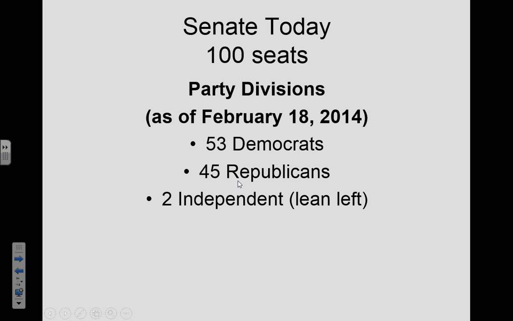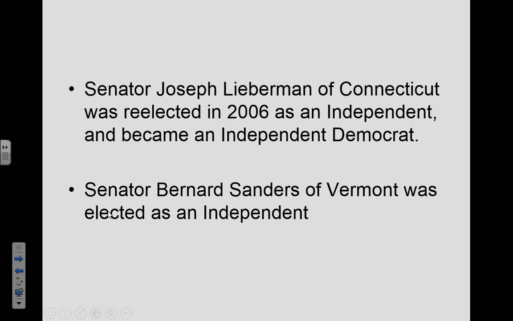This is the makeup of the Senate today. We have 53 Democrats, 45 Republicans, 2 independents that typically side with the Democrats. So right now the Democrats have the advantage in the Senate. The Republicans have an advantage in the House. These are the 2 independents. Not necessarily important. I just thought I'd put that on there in case you were wondering.